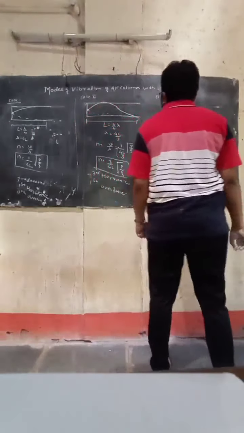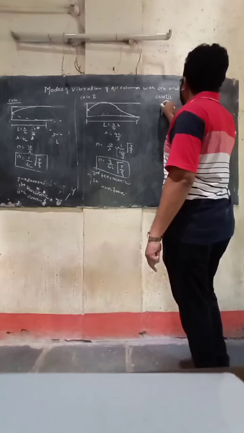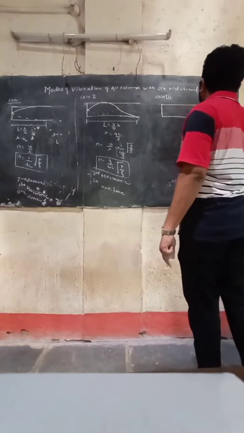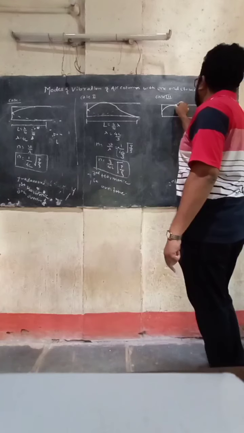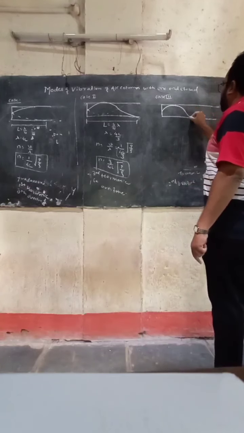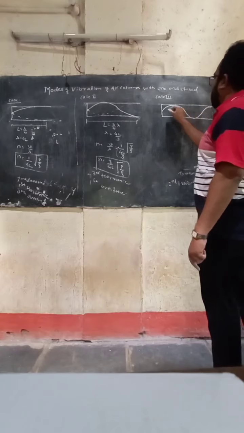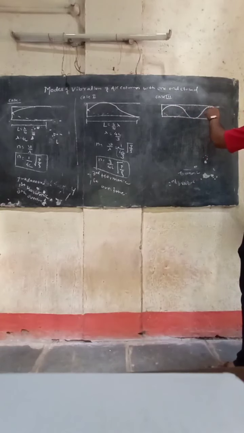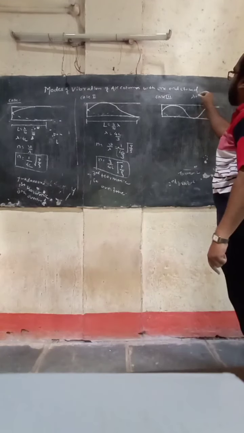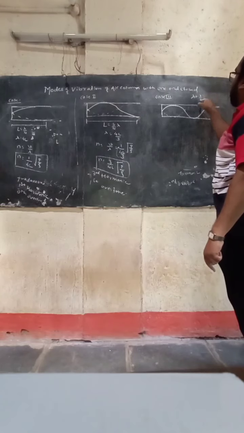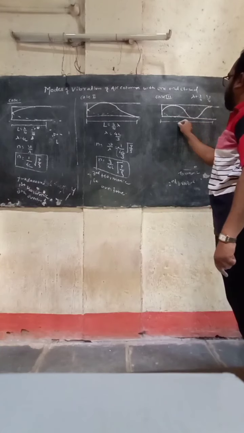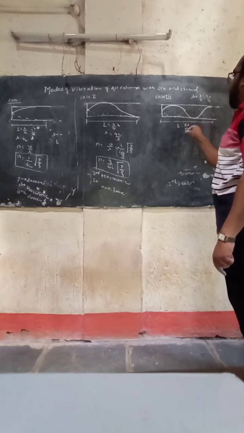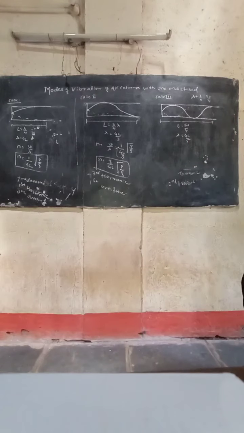Okay, now come to case 3. Now see, one complete wave plus 1/4. Complete wave plus 1/4 means lambda plus lambda by 4, 4 plus 1, 5 lambda by 4. So this length L is equal to 5 lambda by 4. From here lambda is 4L by 5.